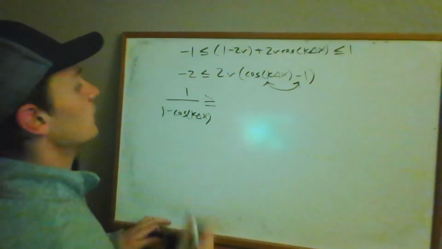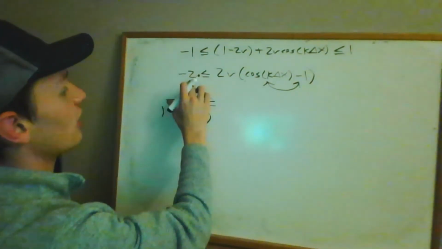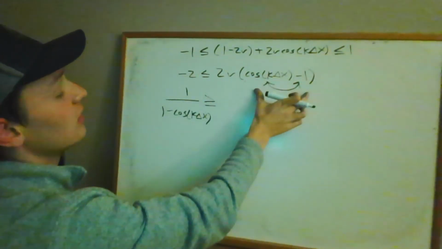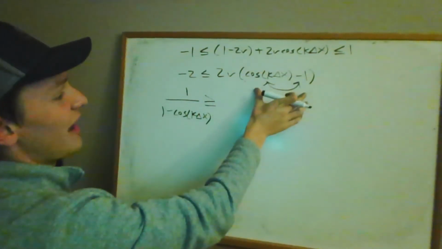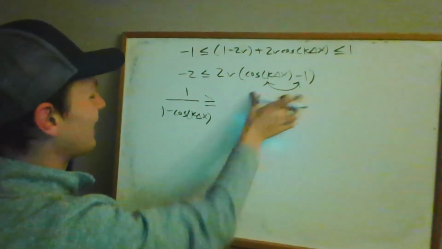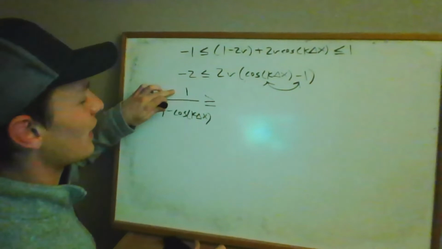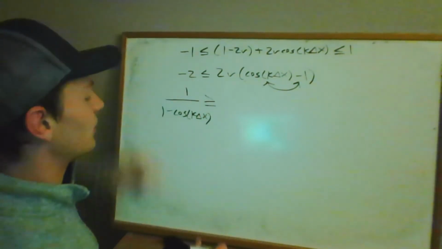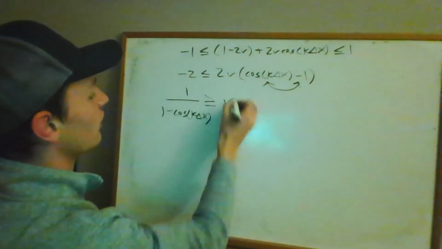So hopefully you understood that. I divided both sides by 2, and then I divided by the negative value of this term here. Okay, so hopefully that wasn't too confusing. That's why that negative sign would have gone away up here. And we get this expression with r.